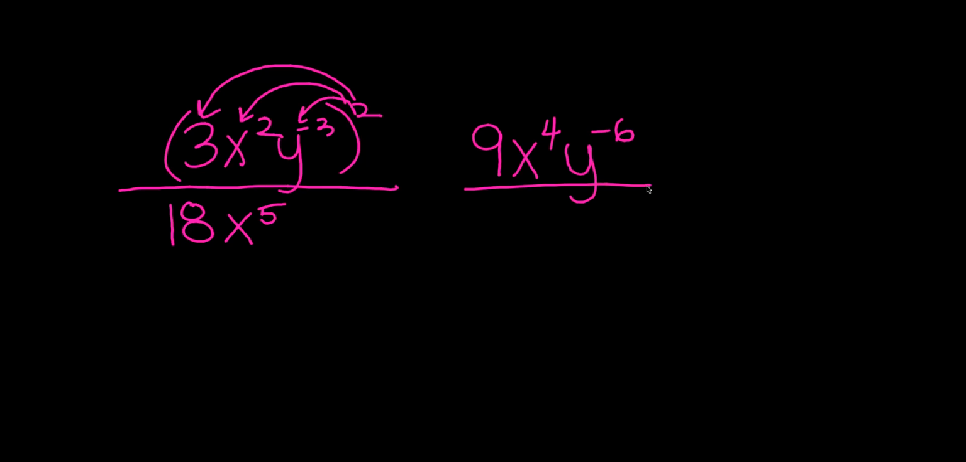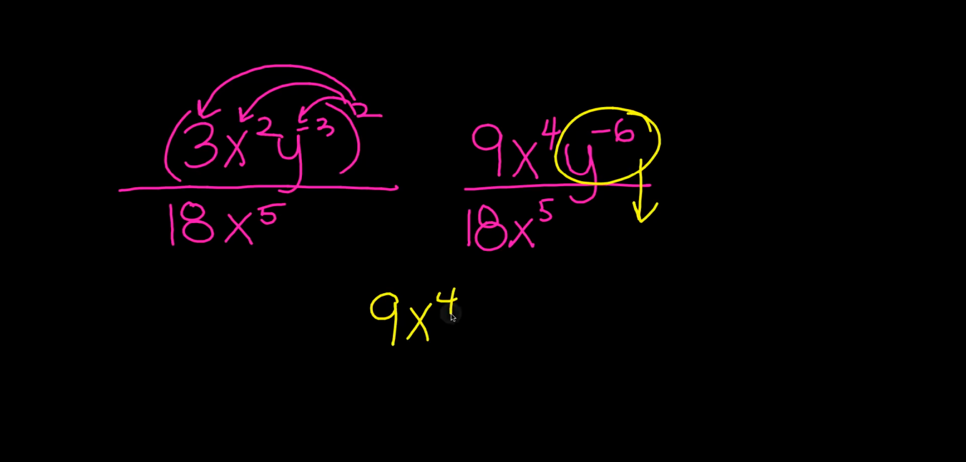At this point, before I go any further, I need to move my negative exponents. I only have 1 here. So it's going to be pretty easy to move. It's right here, and it needs to move down. It's going to give me 9x to the 4th. Those things are staying. 18x to the 5th, that is staying. And y to the 6th has moved to the bottom.